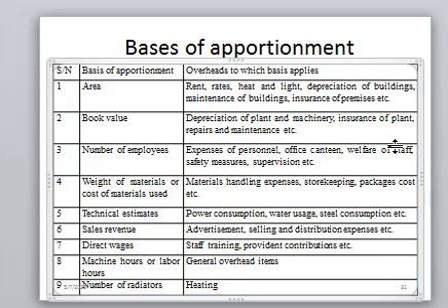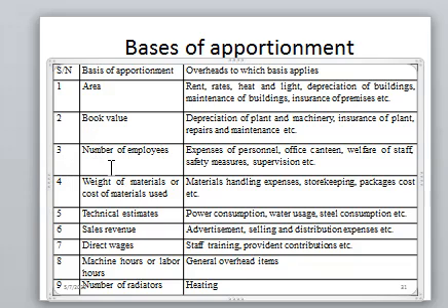So these are different bases that you can use to apportion your overheads. For example, if it is area, for all space, you can use the area to apportion rent, heat, light. This can be used to use the floor area. So we also have the book value, which can be used for depreciation of assets and even insurance. Sometimes we use book value.